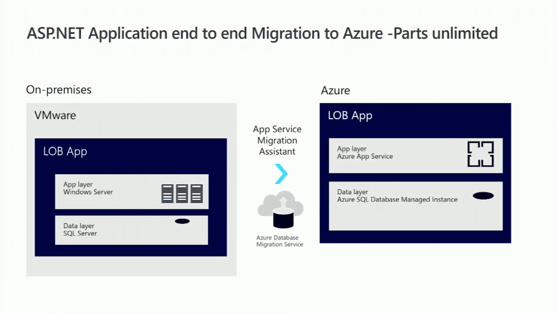So as you see here, I just want to give some background on how the application is architected in the on-premises environment, and how it's going to look when it gets migrated to Azure. As you see here, the app layer is running on an IIS server with Windows Server on it, and the database layer is running on the on-premises SQL Server. The goal here is to migrate both the application and the databases to Azure.